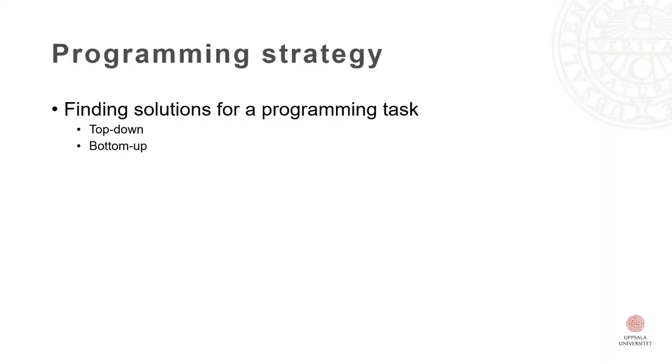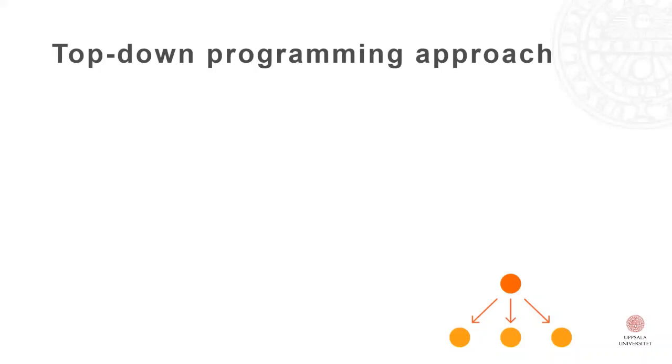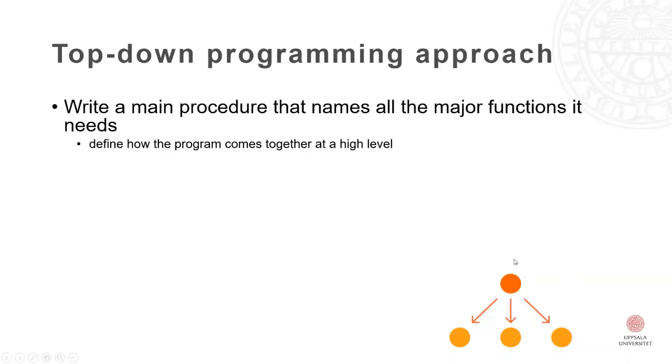So for programming strategies, let's see what the top-down and bottom-up strategies are. We start with the top-down strategy. Here I have put a very simple graphical representation of the top-down approach. In the top-down approach, when you want to write a program, you write the main procedure that names all the major functions it needs. I will use the terms procedure and functions interchangeably here.